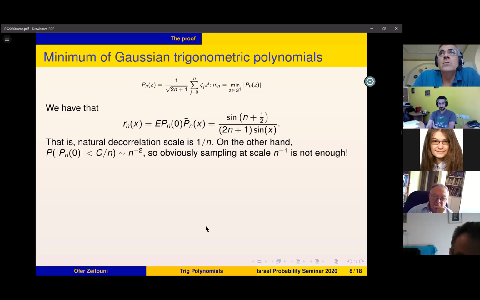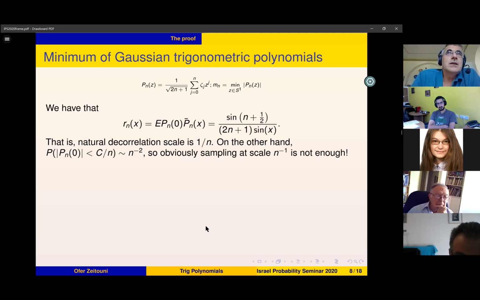Okay, so let's continue with this kind of heuristic. What is the probability that at a particular point, you are at scale constant over n? Well, at a particular point, you have two independent standard random variables. You want both of them to be smaller than 1 over n, because you want the L2 norm, say, to be smaller than 1 over n. So the probability of that is 1 over n squared.